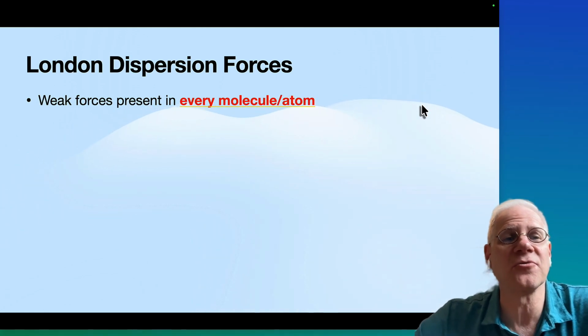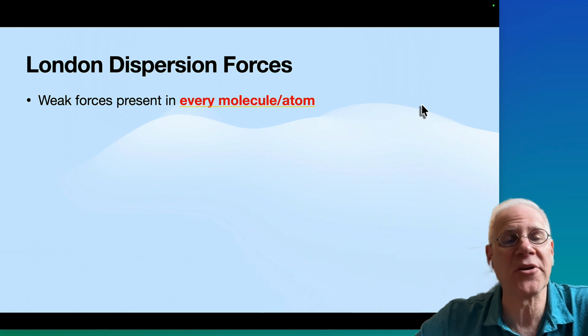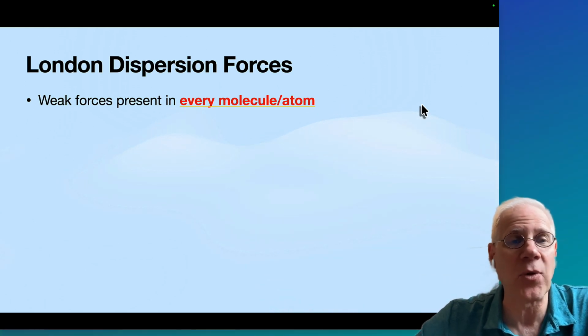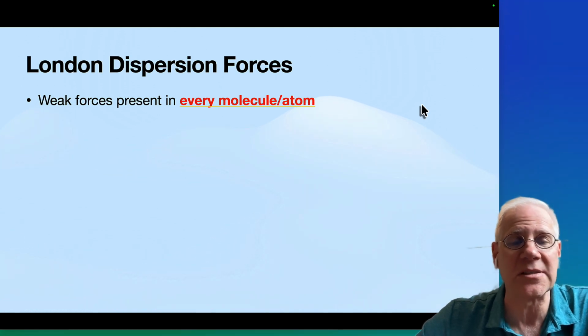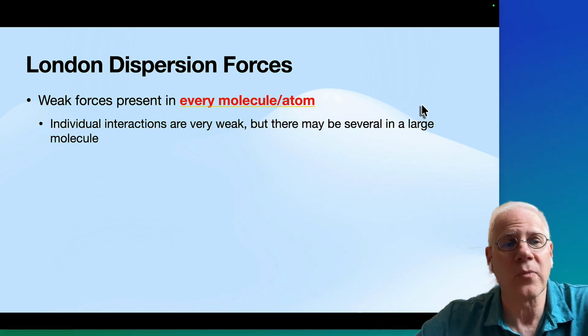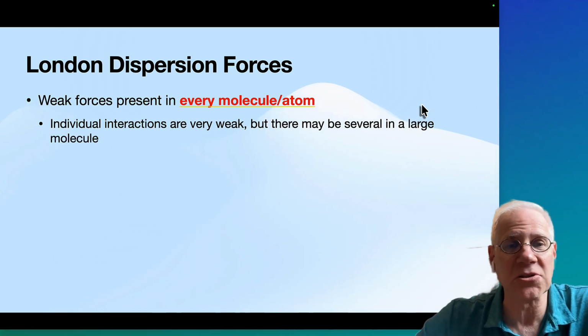So the London dispersion forces are weak forces that are present in every single molecule or every single atom. If you have an atomic gas, it's still there. So it's not a molecular property, it's a property of atoms. And if you have a molecule, those properties of those atoms extend to the entire molecule as well. So what are they? Well, they're individual interactions between molecules. It is an intermolecular force.